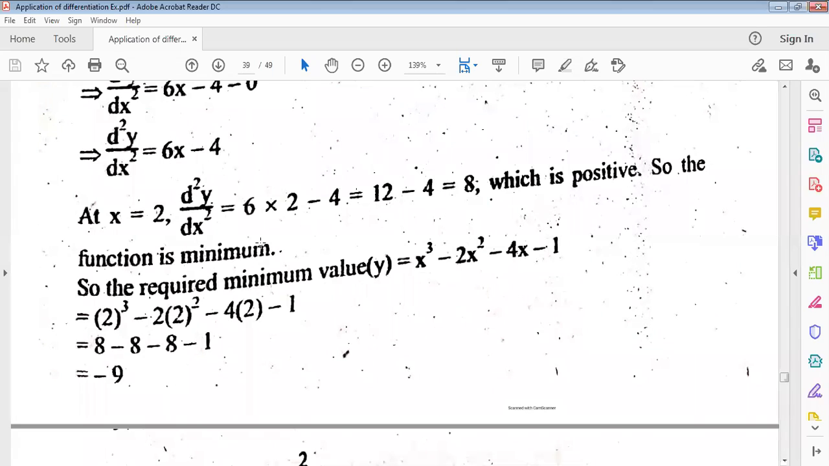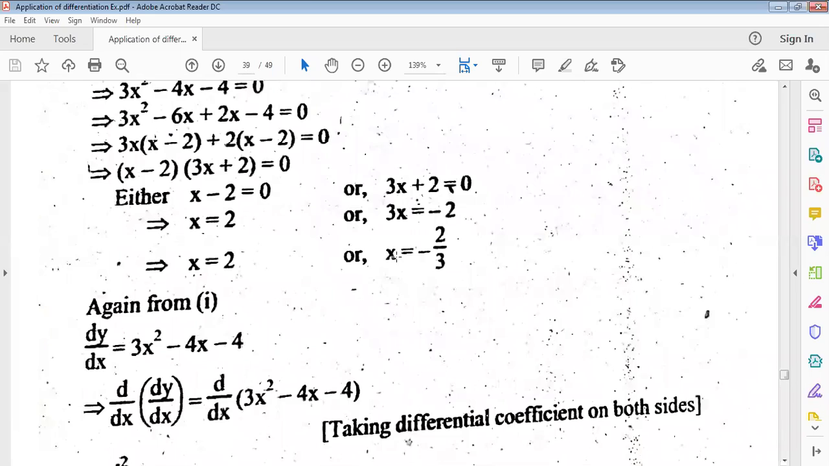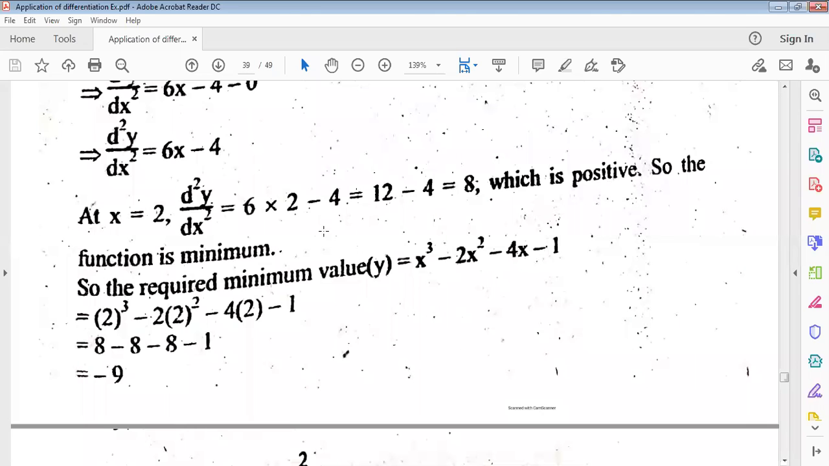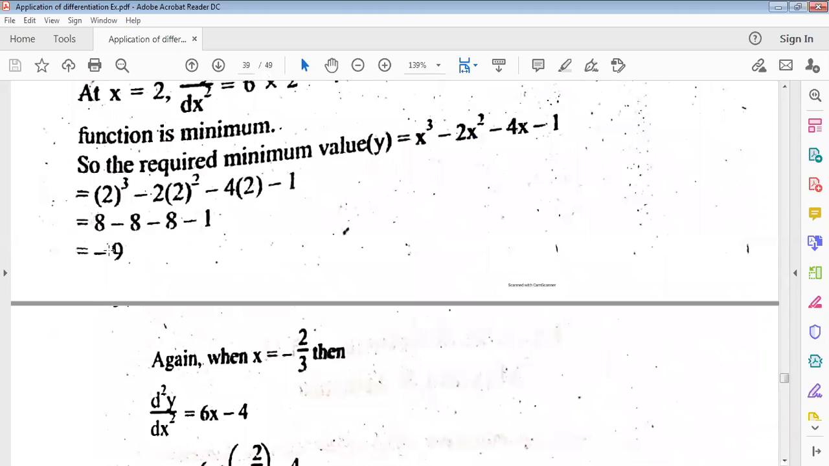So the function is minimum, right? If the double differentiation is positive, then the function is minimum. So the required minimum value is, from equation 1, from the given function, y min. Just putting x equals 2, we get minus 9 as the result.